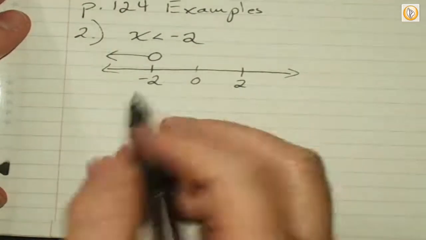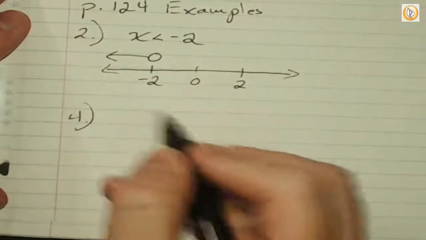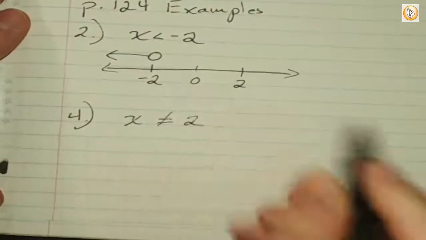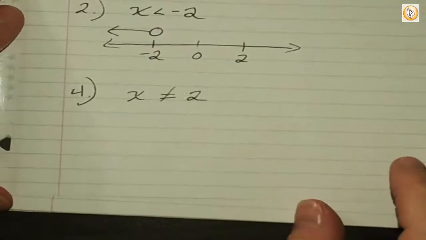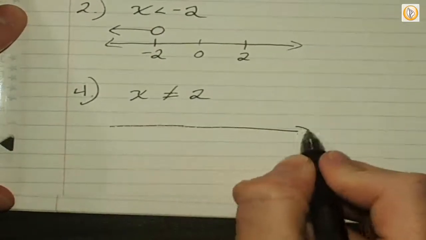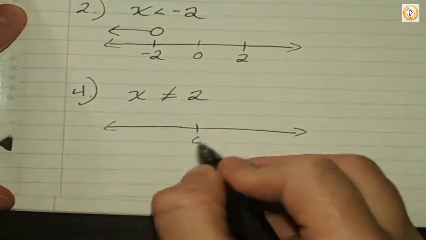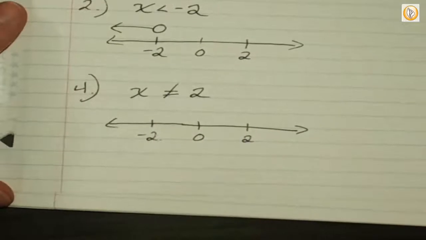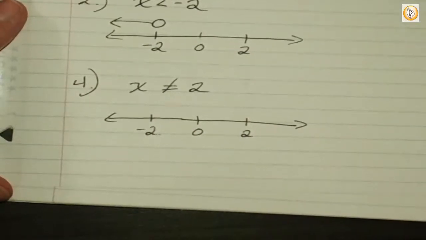X does not equal 2. Kelly, all right, so copy that down. And then Kelly, the first thing I'm going to ask you is open or closed circle. It doesn't matter, you've got notes.